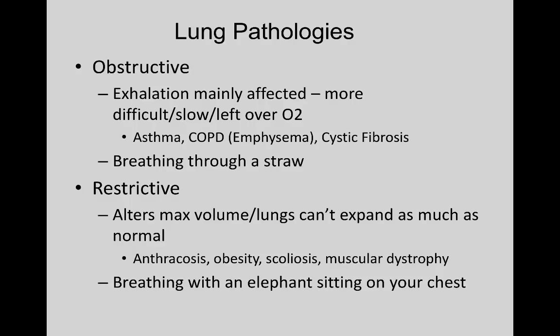With restrictive diseases, the maximum volume is affected and the lungs can't expand as much. This can be a result of anthracosis, obesity, scoliosis, or muscular dystrophy. You can feel like there's an elephant sitting on your chest when you try to breathe.